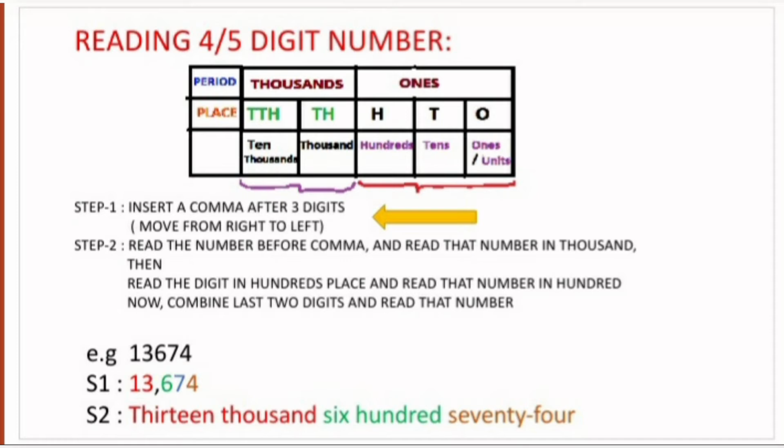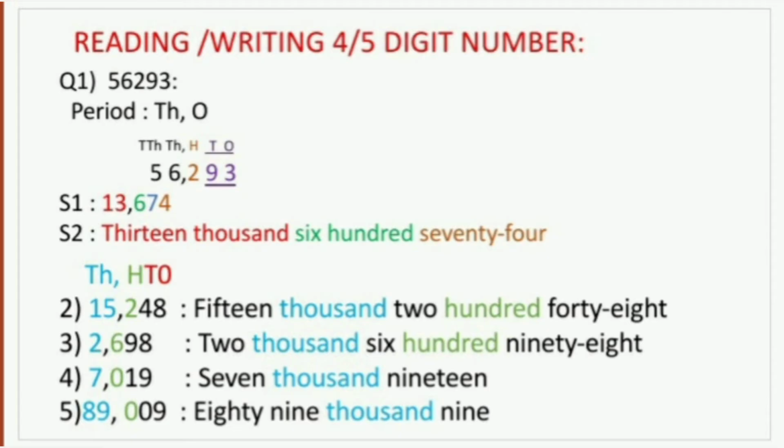So the first comma you have to insert after 3 digits when you move from right to left. Once this is done, the number given before the comma you will read in thousands, and the number given after the comma you have to read as we were reading 3 digit numbers. Okay, see this example.